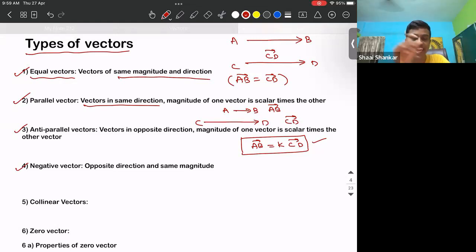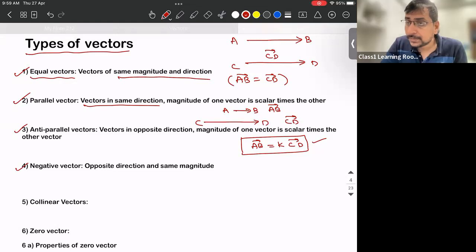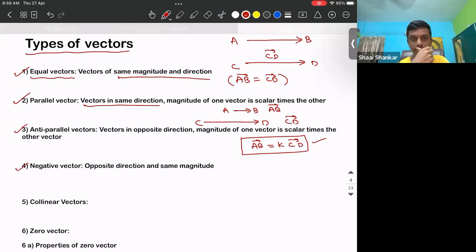Sir, you told like A, B, and BA, right? So they are anti-parallel vectors. AB and BA. AB vector and BA vector, they will be anti-parallel.